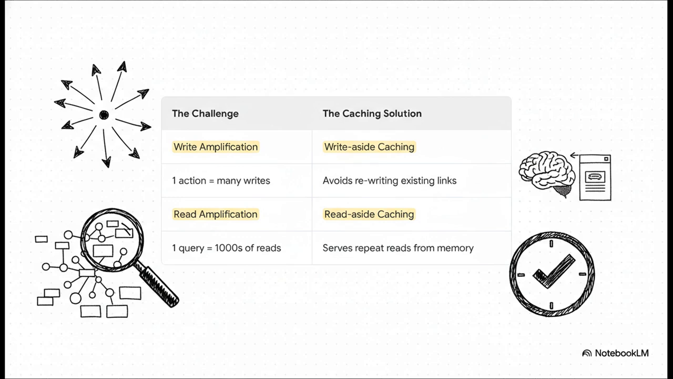Okay, the last piece of this speed puzzle is smart caching. The system is always fighting against two big problems. One is write amplification, where your one little click forces the database to make a whole bunch of updates. The other is read amplification, where one simple search forces the system to dig through thousands of records. Caching is the hero that solves both. It works like a short-term memory or a cheat sheet, keeping the most common data ready to go. This takes a massive load off the main database and makes everything feel totally instant.